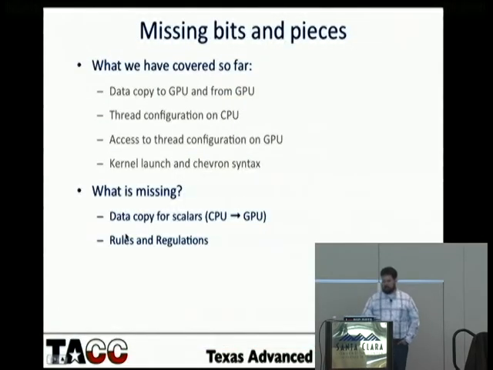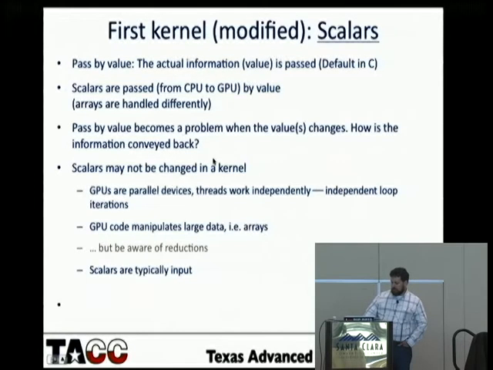Okay, so let me just speed through a couple of slides and then we'll go to a break. So what's missing? We talked about how you copy the data, the thread configuration, and the kernel launch. It's just small little things that change the whole mindset, but you have to remember to map out your iterations and things like that. There's data copying for scalars: when you pass scalars, it'll be done automatically through pass by value, which is the default in C. It doesn't really hurt you until you have a lot of data that happens that way, so you have to beware of that.